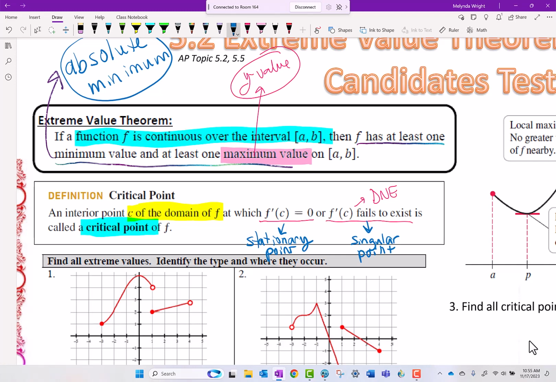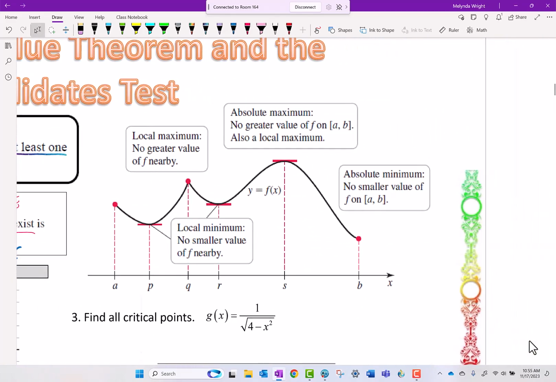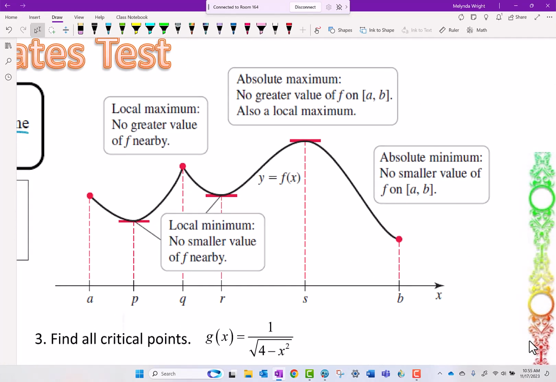All right, before we start the examples, I want to look at this graph over here, this diagram, so we can talk about the differences between local and absolute maximums and mins. There is a difference. So since we talked about the extreme value theorem and we talked about absolute, why don't we just start there? An absolute minimum or maximum means that there is no greater value of f. There's no greater y value on the whole interval. It is the very largest y value on the interval.